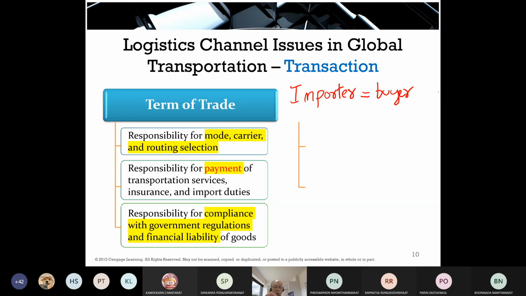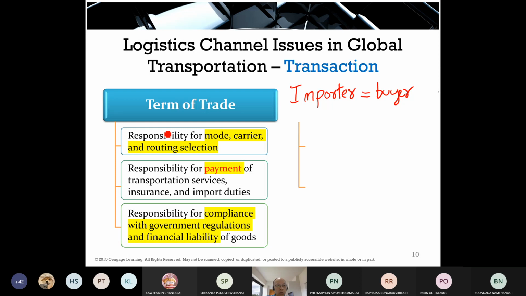Why do we need to know? Because we're talking about long distance transportation. From China to the US, it takes months in the sea. So they want to know when exactly and where exactly the products transfer their ownership from the exporter to the importer. Because when you are the owner of the product, you have the responsibility to manage the mode selection, the insurance, the routing.